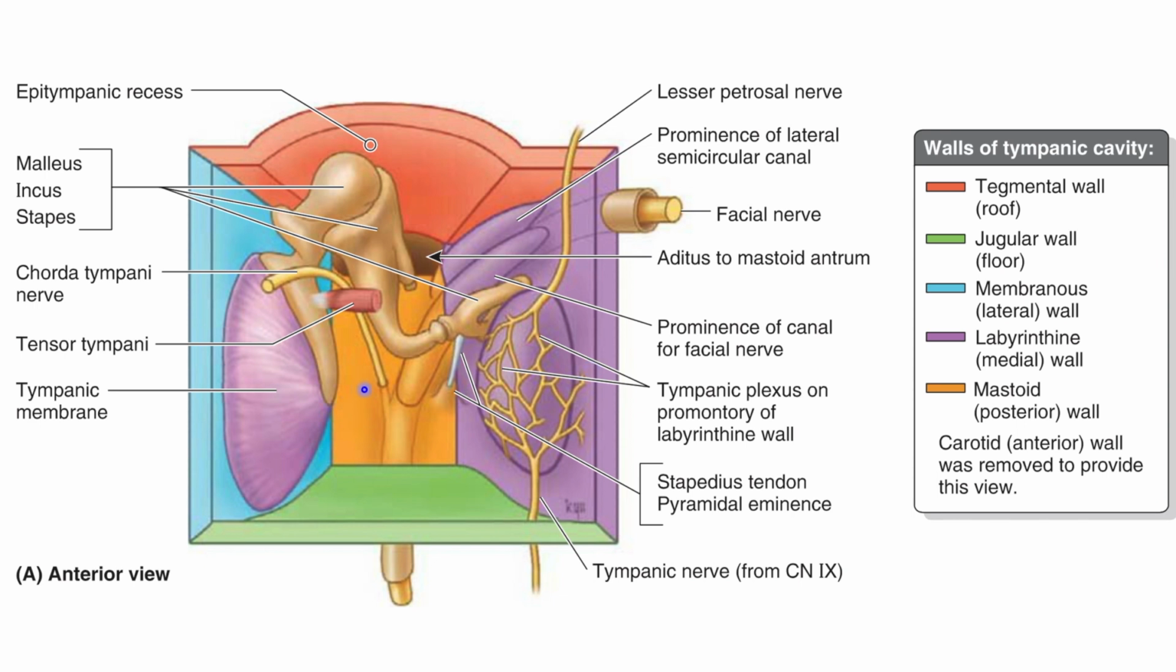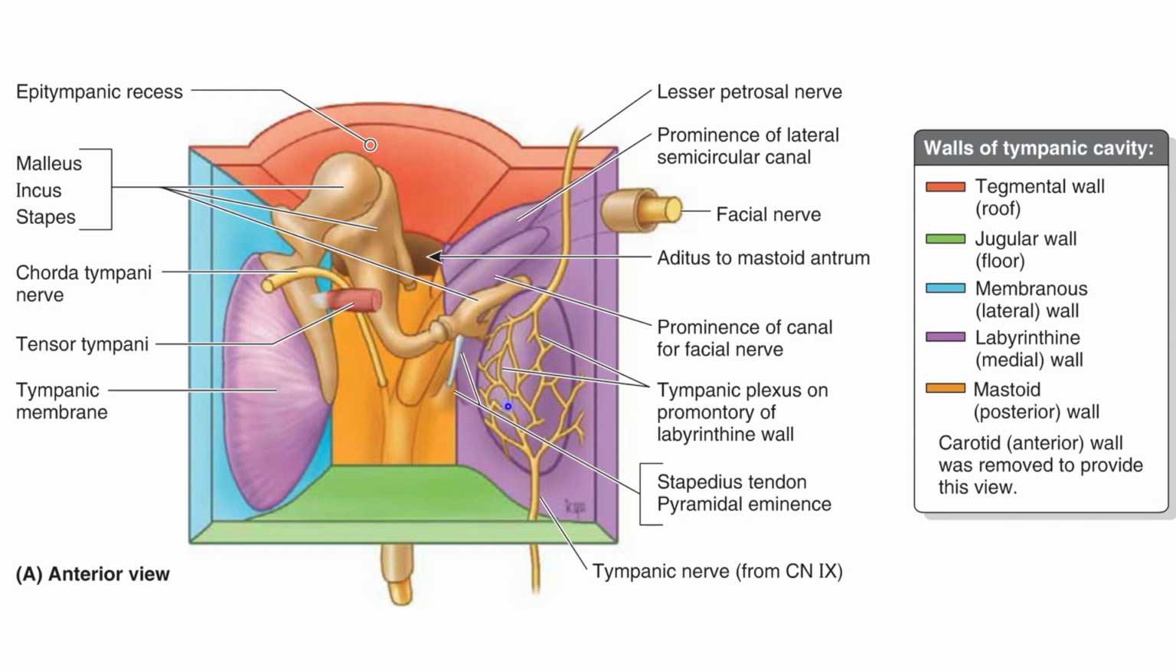Posteriorly, the mastoid wall, seen here in orange, has an opening into the mastoid antrum, a cavity into the mastoid process of the temporal bone into which the mastoid cells open. Between the posterior wall of the middle ear and the mastoid antrum, the canal for the facial nerve, cranial nerve 7, descends. The floor of the middle ear, the jugular wall, in green here, is formed by a layer of bone that separates the tympanic cavity from the superior bulb of the internal jugular vein.